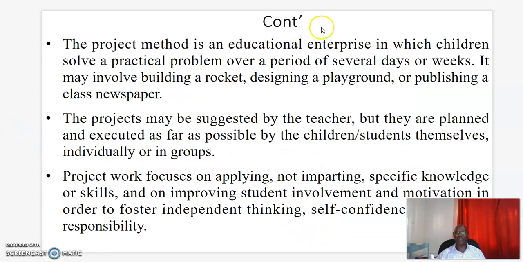The project method is an educational enterprise in which children solve practical problems over a period of several days or weeks. It may involve building a rocket, designing a playground, publishing a class newspaper, among others. The projects may be suggested by the teacher, but they are planned and executed as far as possible by the students themselves, individually or in groups.